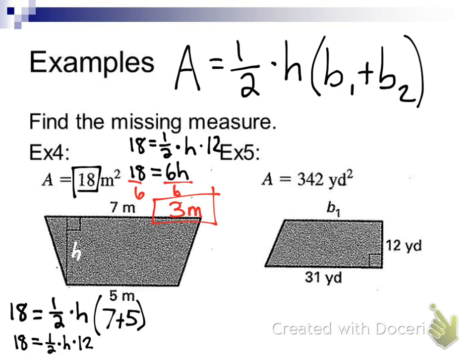That one's going to give us a little more trouble, because we have 342 equals 1/2 times 12, and then in parentheses the B1 stays B1, and then we have plus 31.